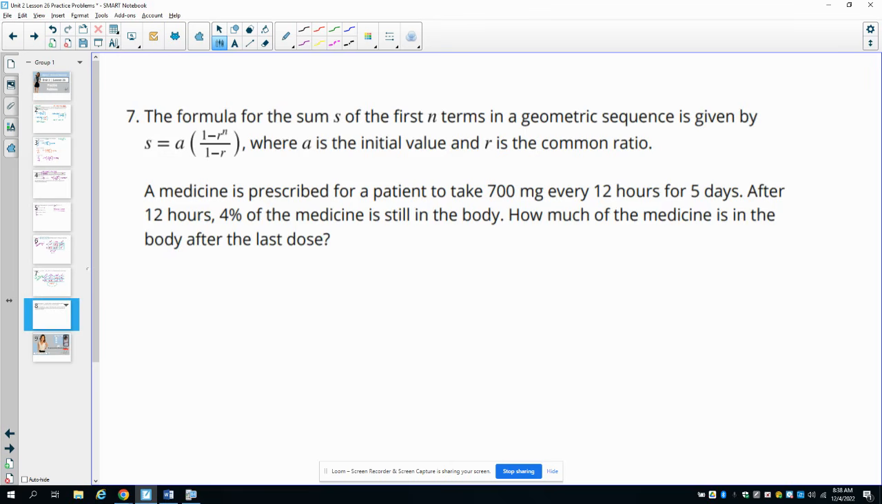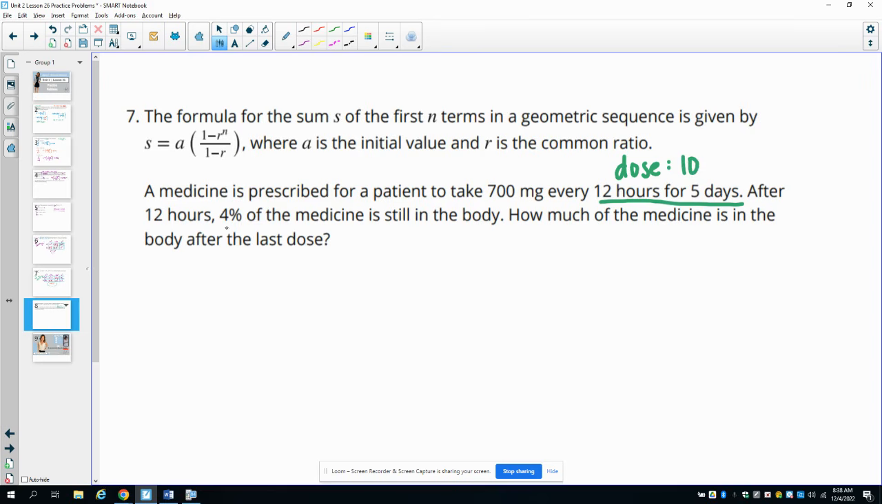Number 7, this formula sums the first n terms in a geometric sequence. So let's take a look. We've got a medicine is prescribed for a patient to take 700 milligrams every 12 hours for 5 days. So every 12 hours for 5 days means that you're going to take 10 doses. Okay, because there's 24 hours in a day, so you're taking 2 doses per day for 5 days.